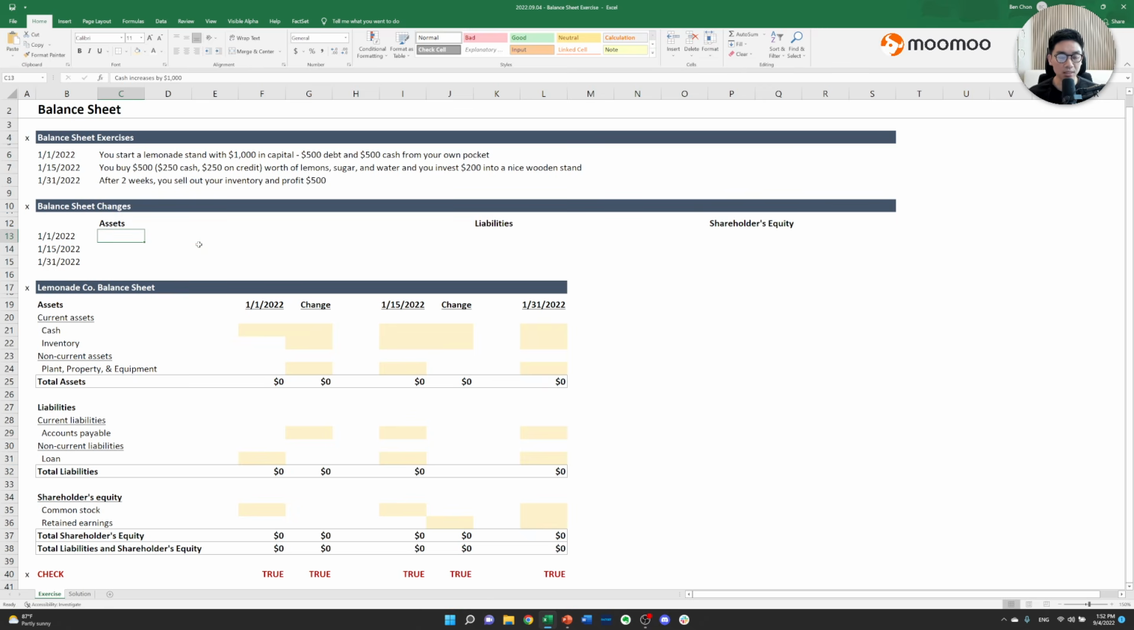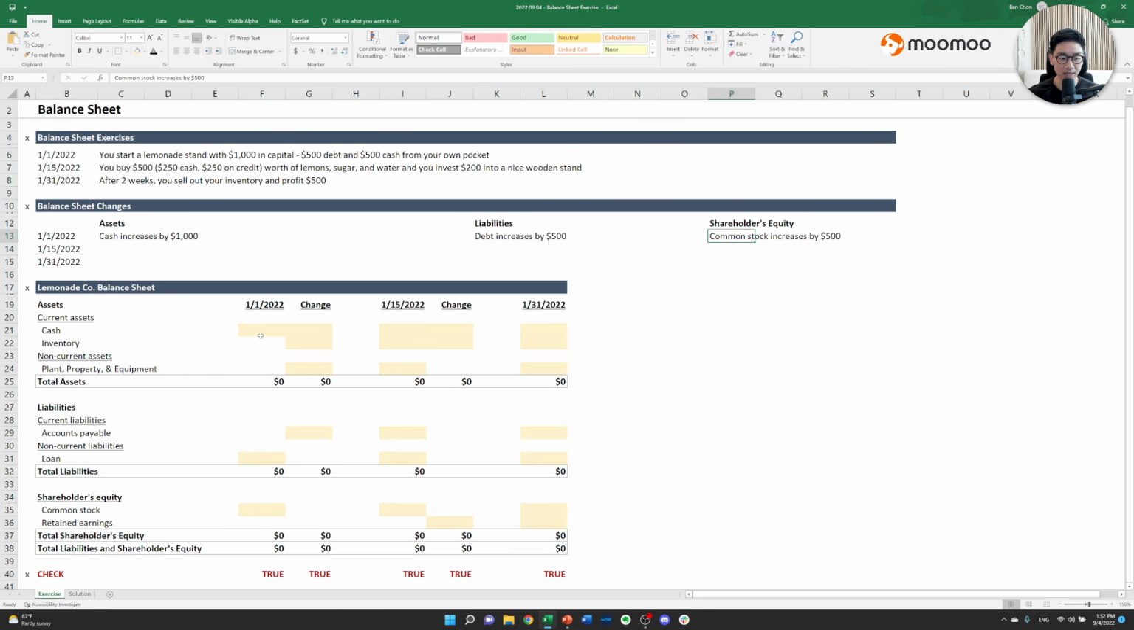So what happens to each of the different parts of the balance sheet? I actually preloaded this a little bit, but as you could probably guess, we start with $1,000 in capital, right? So your assets, your cash, increases by $1,000. And then for your liabilities, your debt increases by $500, which we discussed, your loan from your parents. And then this is where the common stock comes into play. So you invested $500 cash from your own pocket, right? So that goes into common stock.